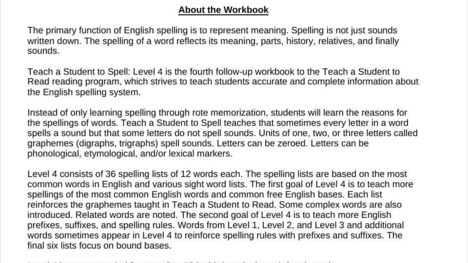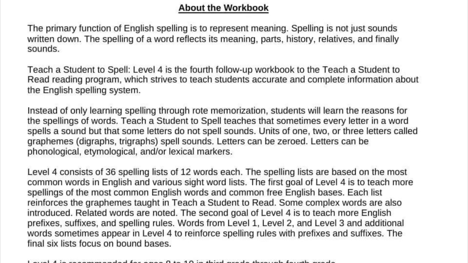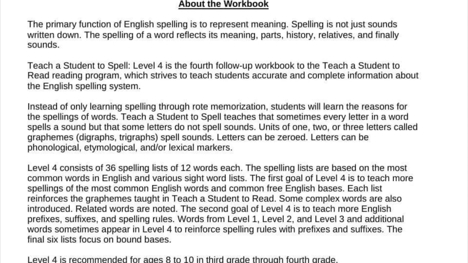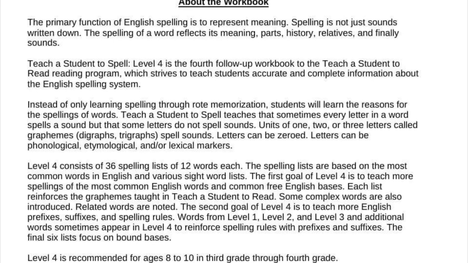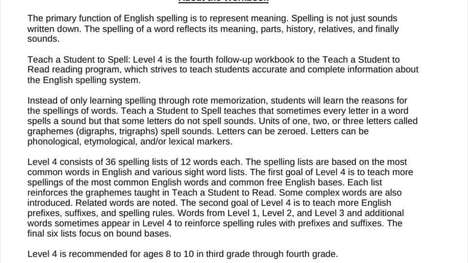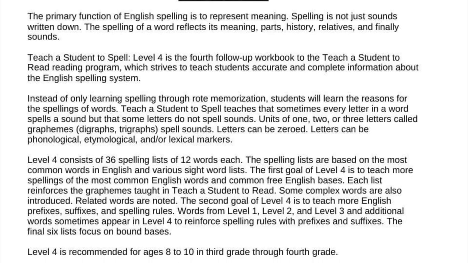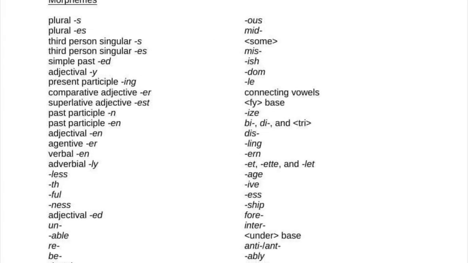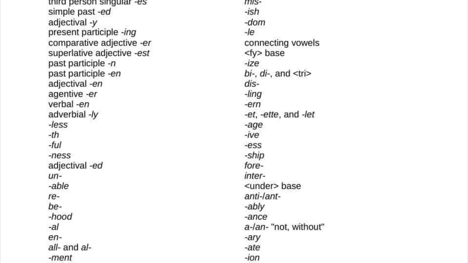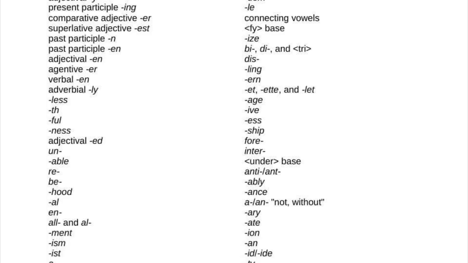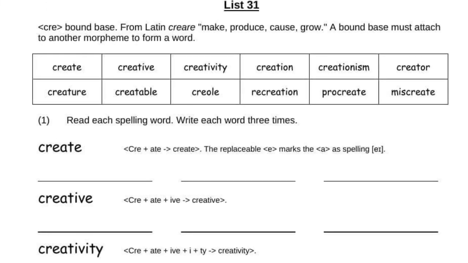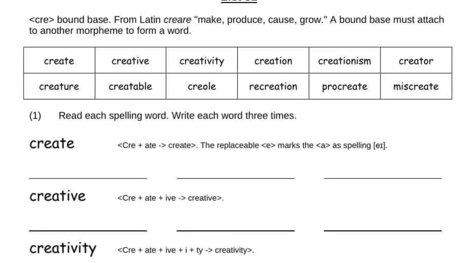Level 4 consists of 36 spelling lists of 12 words each based on the most common words in English. The first goal of Level 4 is to teach more spellings of the most common English words in common free English bases. The second goal of Level 4 is to teach more English prefixes, suffixes, and spelling rules. The final 6 lists focus on bound bases.